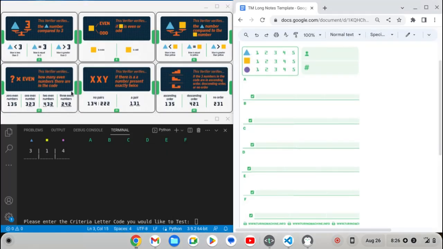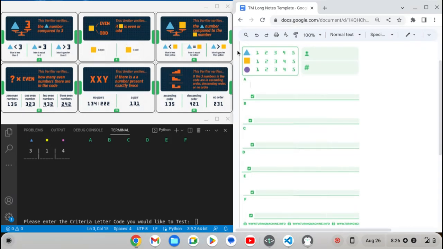So in the grid above, we've got our 6 criteria cards. On the top row, we've got criteria card A, criteria card B, and criteria card C. On the bottom row, we've got criteria card D, criteria card E, and finally criteria card F. Criteria card A looks at our first digit, the triangle digit, and compares it to the number 3. So should the value of triangle be less than 3? Should it be equal to 3? Or should it be greater than 3?